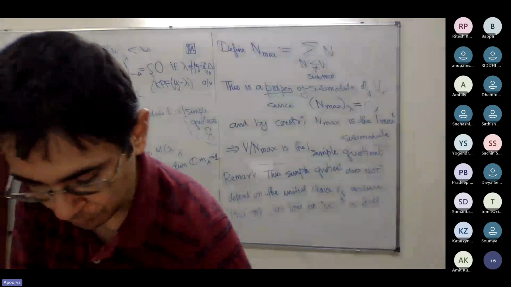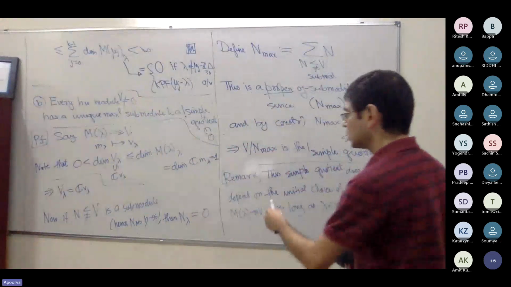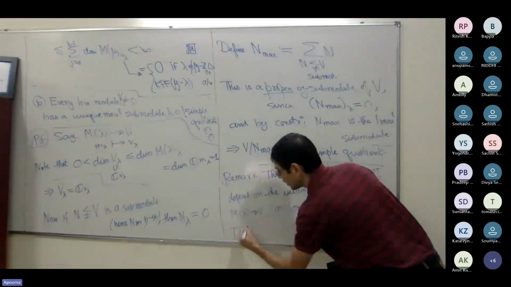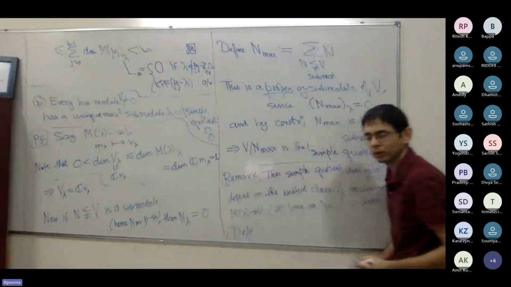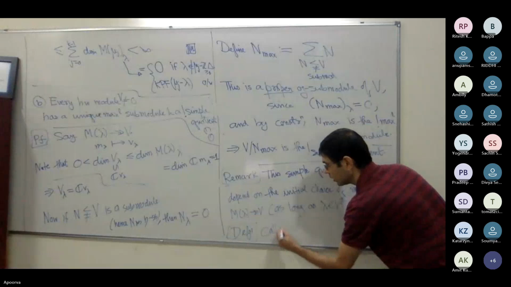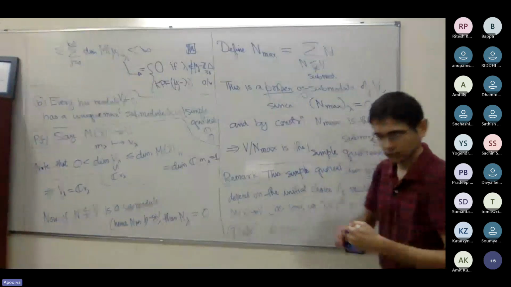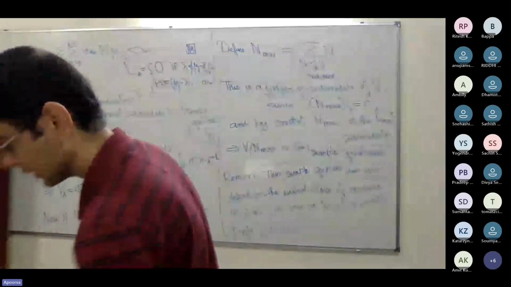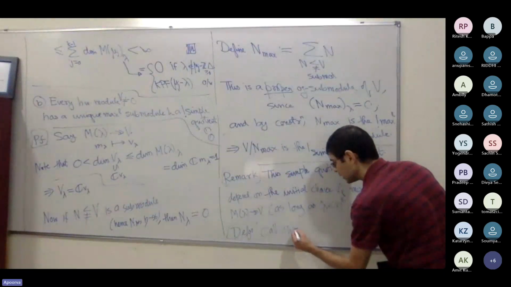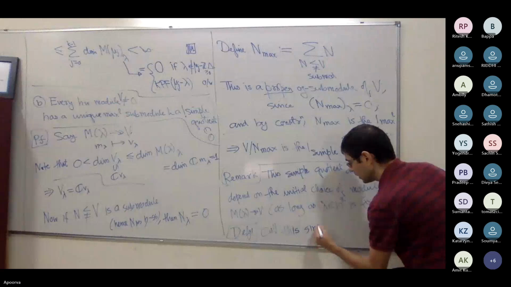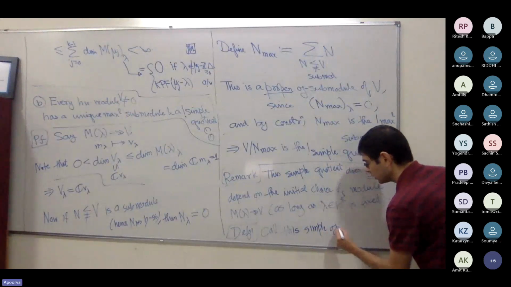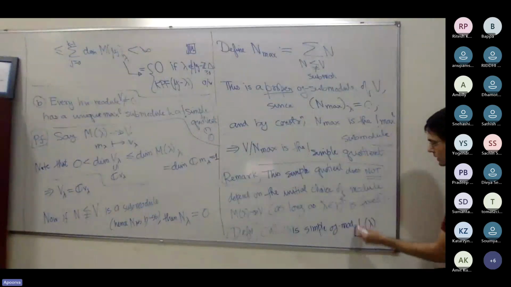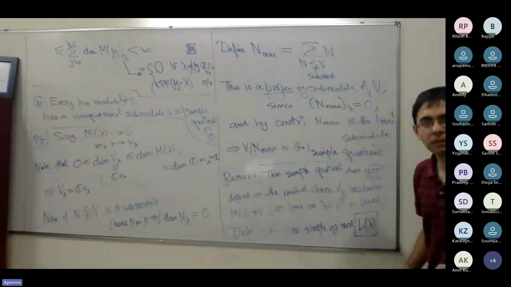Okay, that's part 2. Now it's property C. Since it does not depend on the choice, by definition, let's give that simple module a name. Call this simple module L lambda. So L stands for the simple module, M stands for the Verma module.